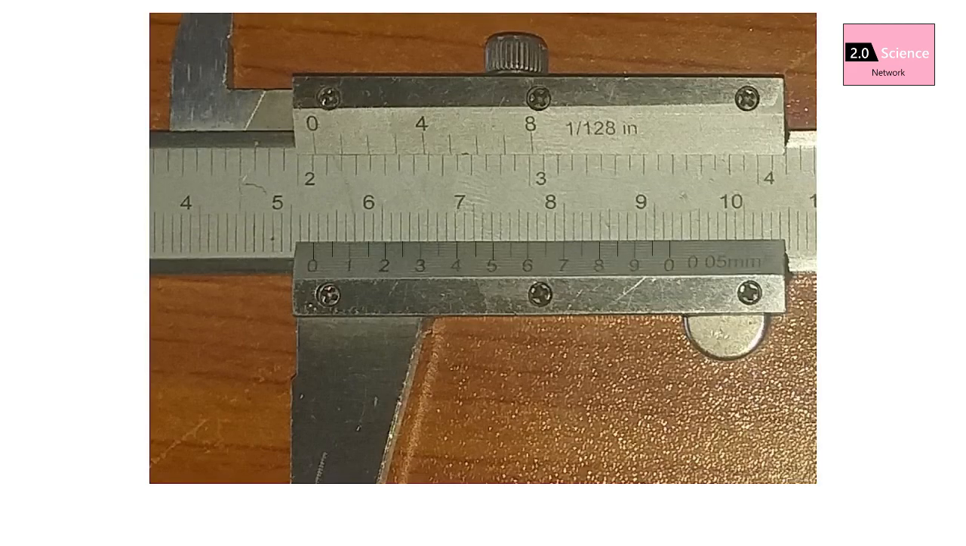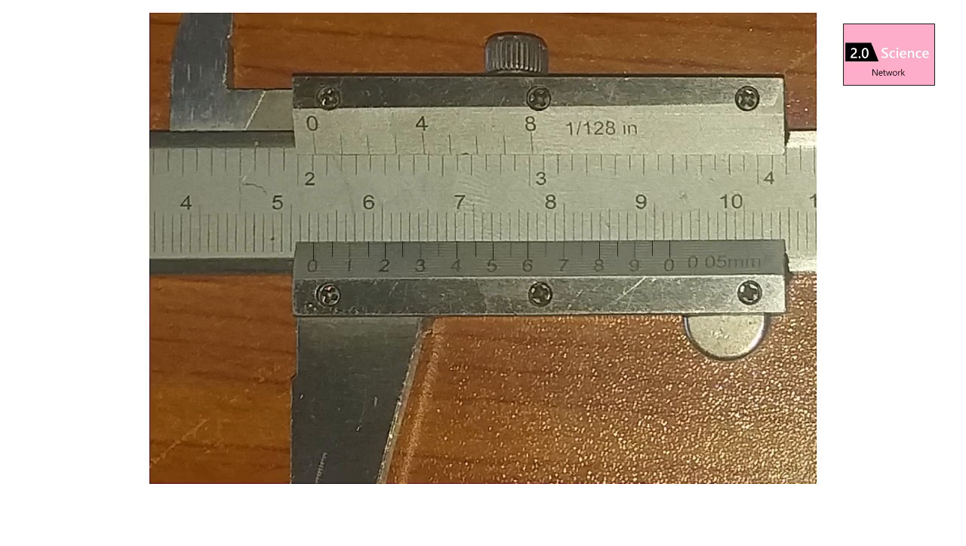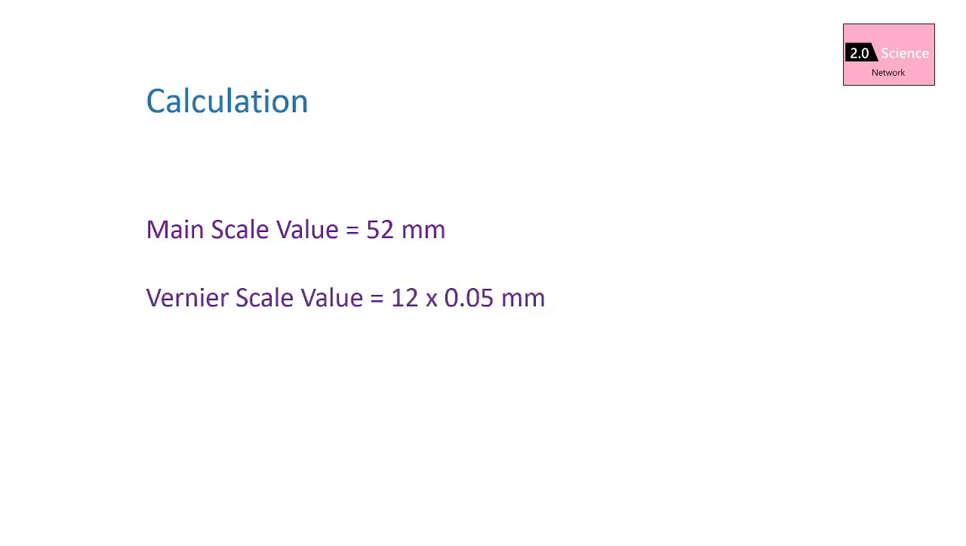Vernier 0 passes the main scale 52 millimeters value. Then the main scale reading is 52 millimeters. You can see the Vernier 6th mark coincides with a main scale value. But remember, this is the 12th mark. You must consider long marks as well as short marks. Then the Vernier reading is 12 multiplied by 0.05 millimeters. The caliper reading value is 52.6 millimeters.